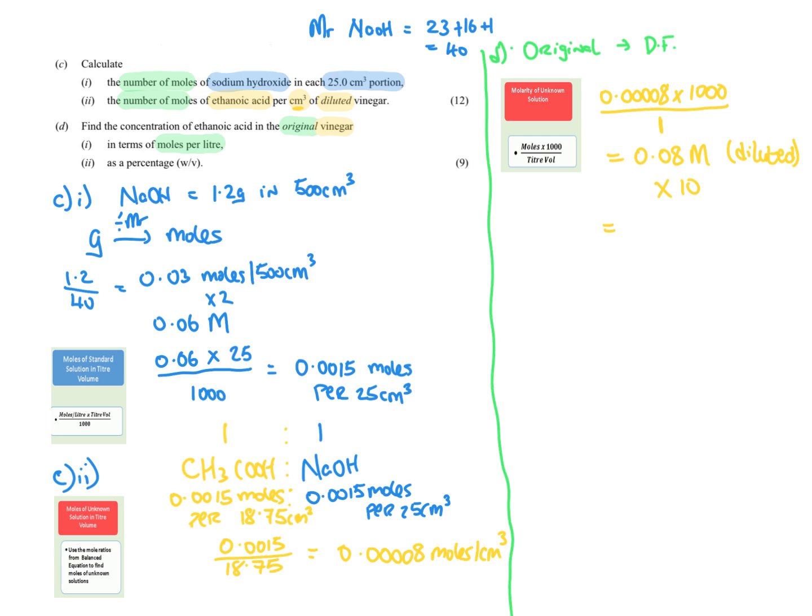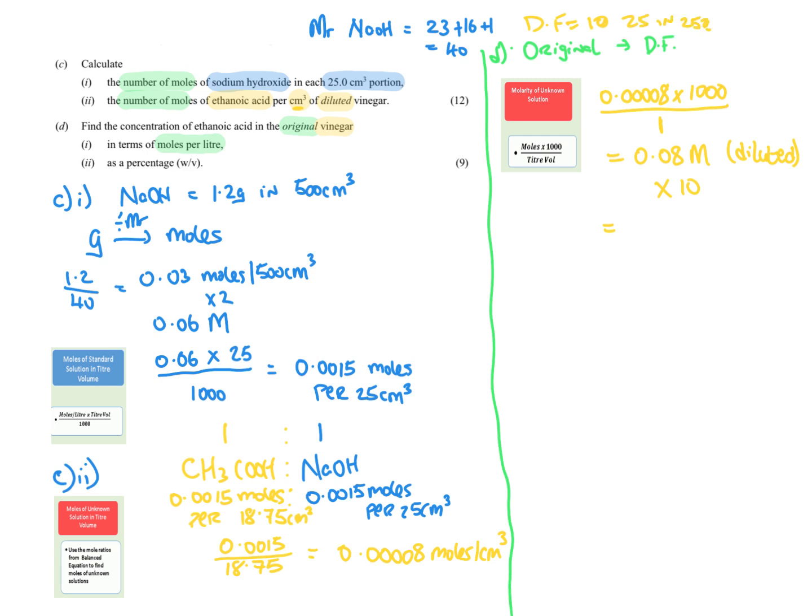And how I got that to be 10, my DF, I'll write it up here, DF equals 10, because what we have is 25 centimetres cubed in 250.